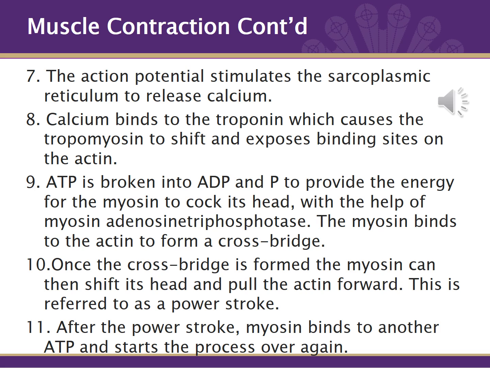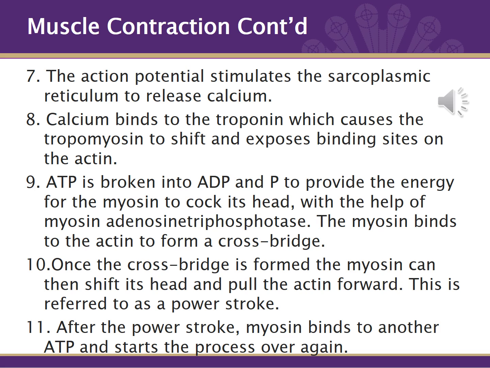Calcium from the sarcoplasmic reticulum binds to troponin, which causes the troponin and tropomyosin complex to shift. This will expose myosin binding sites on actin. ATP is broken down into ADP and phosphate to provide the energy for the myosin head in this process. This is done with the aid of an enzyme called ATPase, or adenosine triphosphatase.